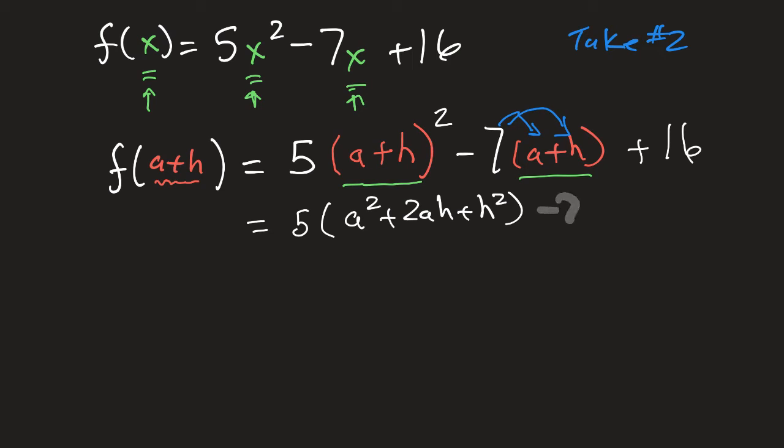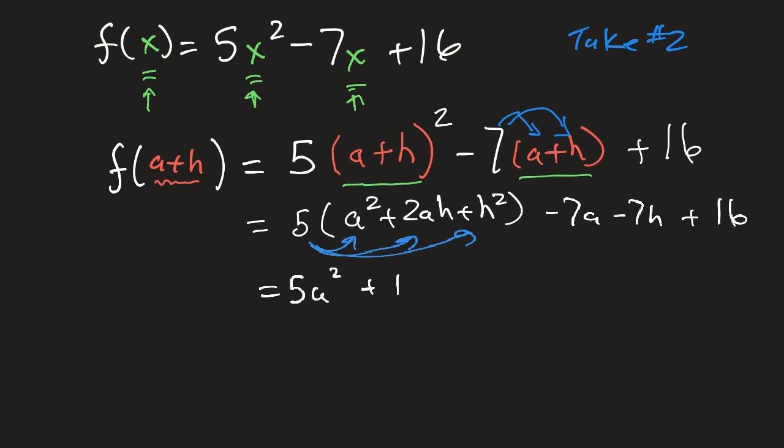7a. Ooh, wrong color, dude. Now let's try that again. Minus 7a with a white pencil. And minus 7h, and then we still have the plus 16 on the end. It's hanging around there. Finally, we'll distribute this 5 to all the terms here in the trinomial. So that's going to be 5a squared plus 10ah plus 5h squared minus 7a minus 7h plus 16.